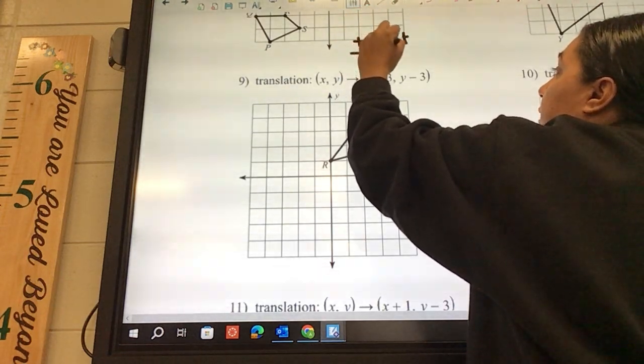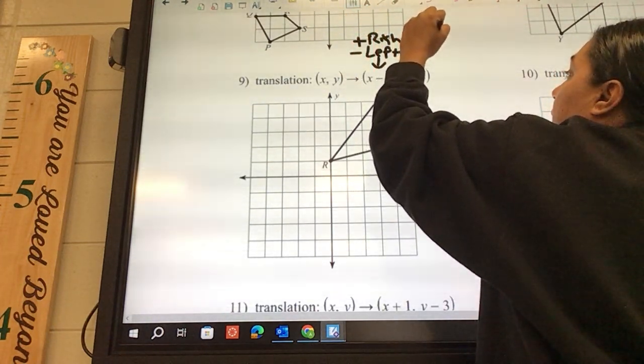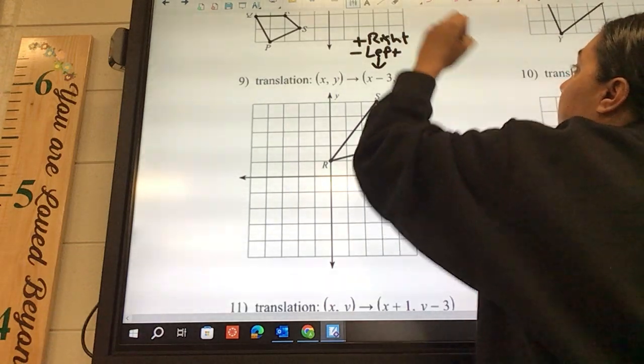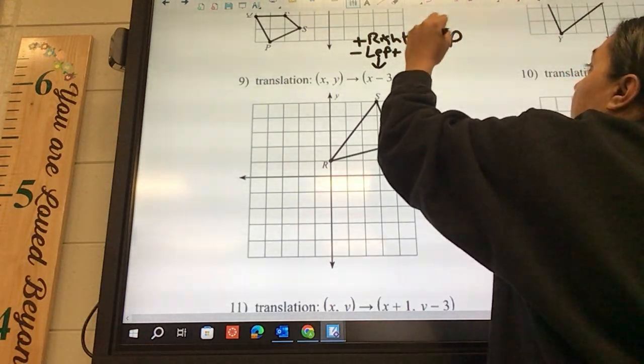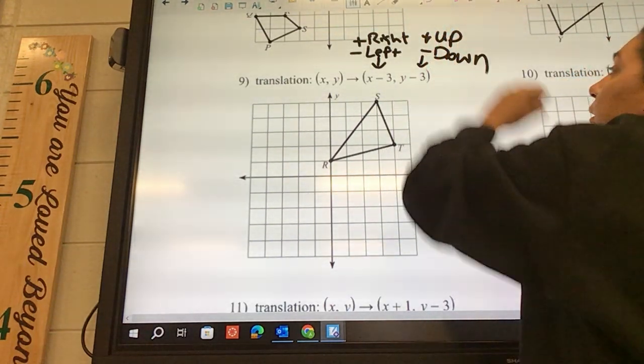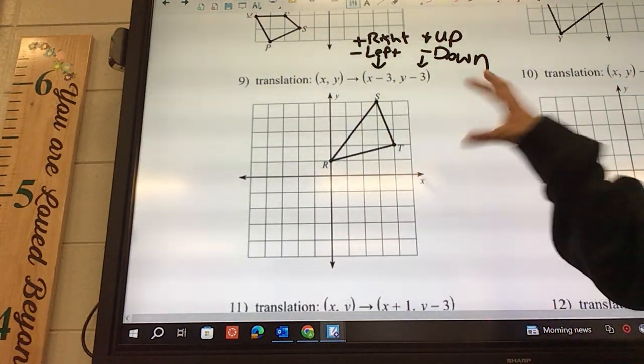Okay, if it's a minus, it's going left. On this part, for the Y's, if it's a plus, it's going up. If it's a minus, it's going down. Okay, so if you don't remember that, please write the notes down.